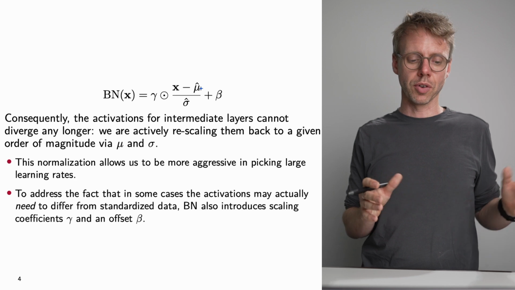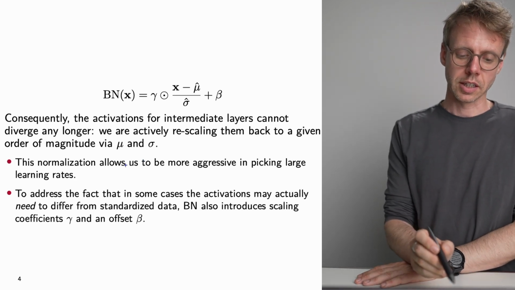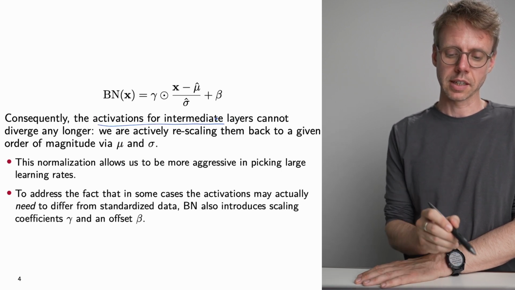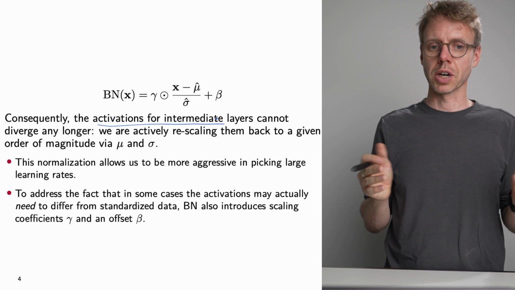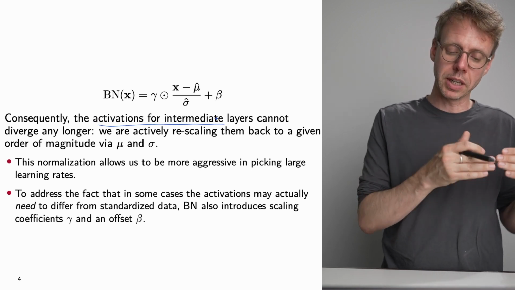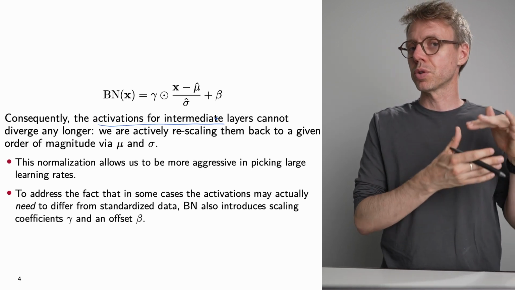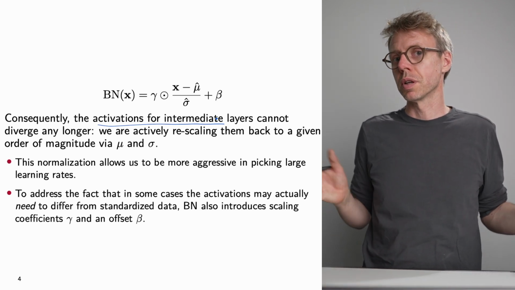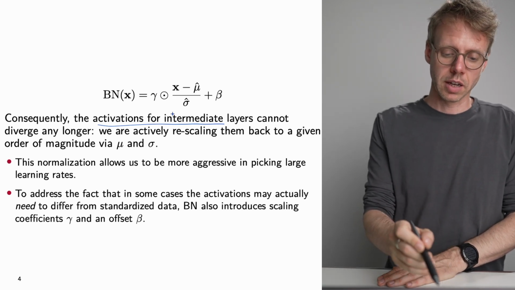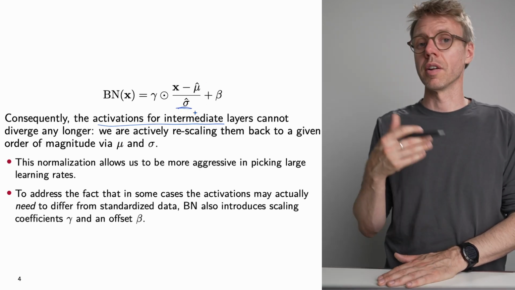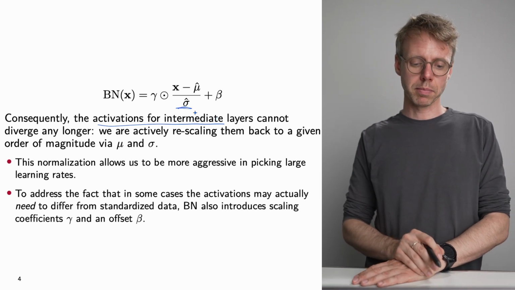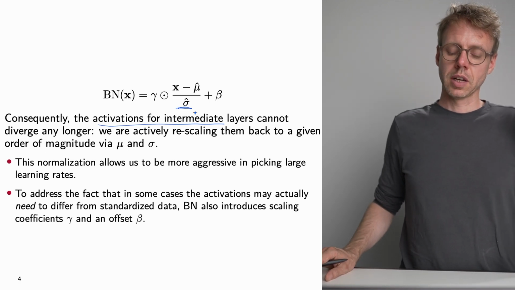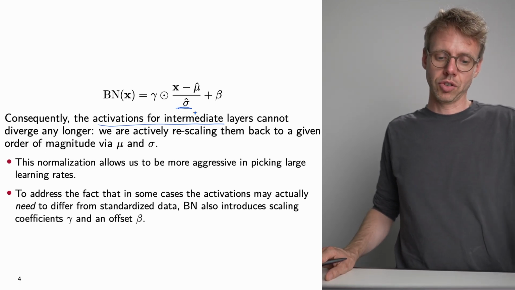One result of using this batch norm is that the activations of these intermediate layers cannot diverge much from each other. So between two different layers, the magnitude of these weights will always be of a similar magnitude because they are basically forced to have a variance that is close to 1, because we divide by our estimate of sigma hat. So we always rescale them after each layer.